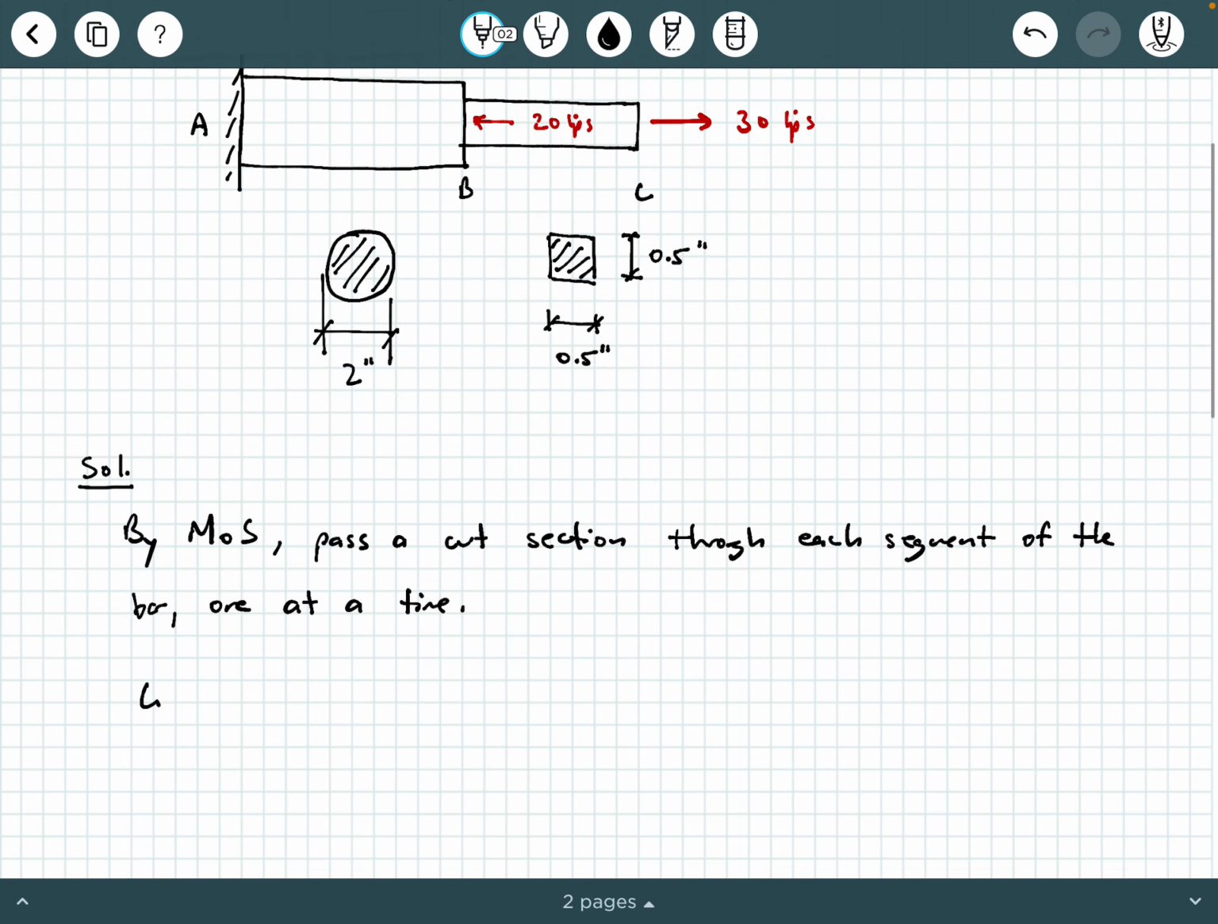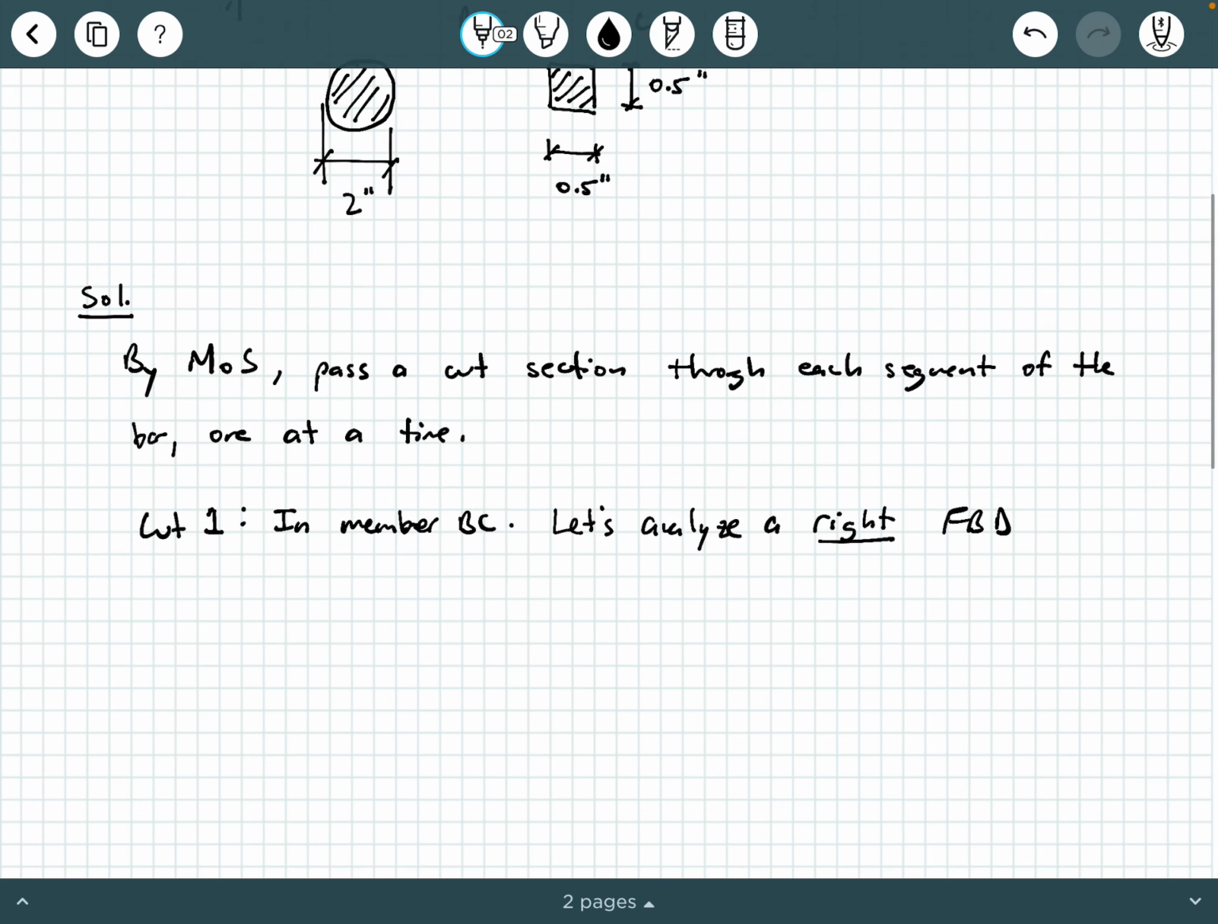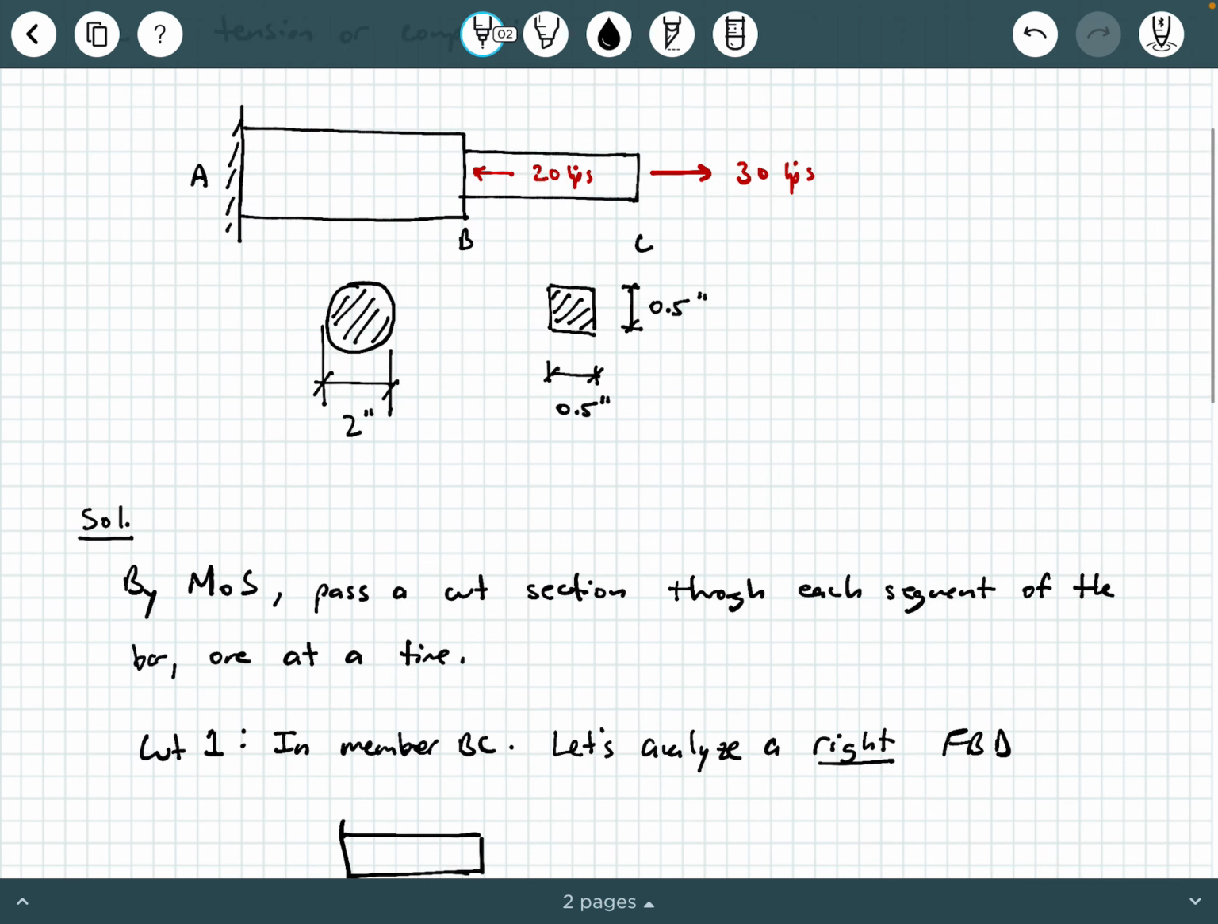Let's say cut 1 in member BC. And so again, I'm going to make a cut somewhere in between points B and C. And then let's analyze a right free body diagram, okay? So when we do that, we've made a cut. I'm going to make this little cut symbol here somewhere in BC, and I'm going to look at what's on the right of that. So what's going to be left on the right? It's this little extension right here, okay?